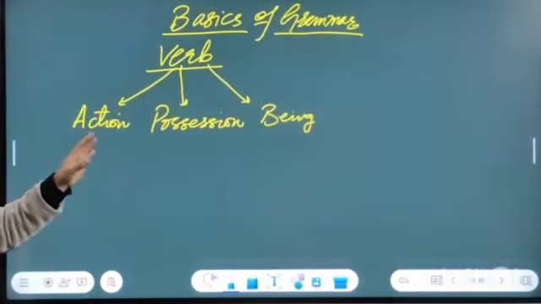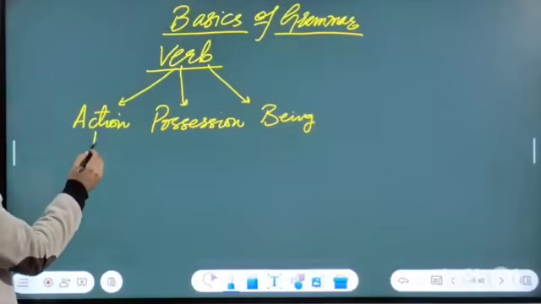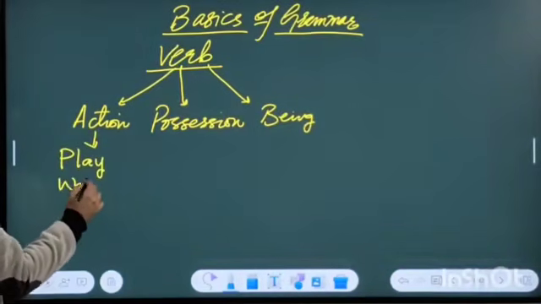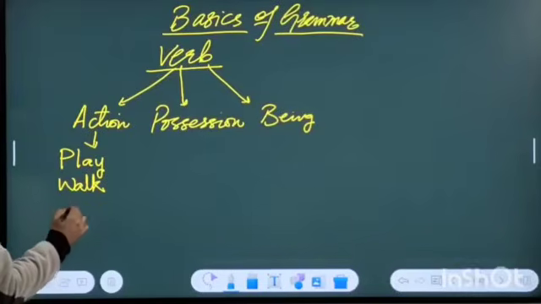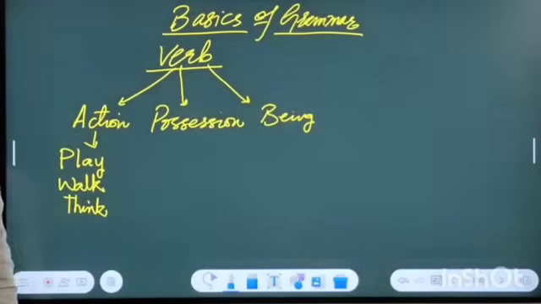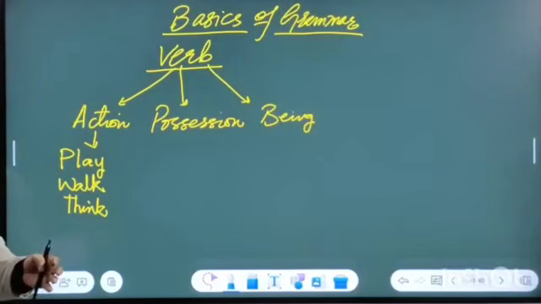Any word which shows us action, for instance, play, walk, right? Think. When I say action, it doesn't mean any movement, right? It means any task. Whether you walk or you do not walk, you are sitting on a chair thinking, right? Comprehending. That's also action. Any action, right?